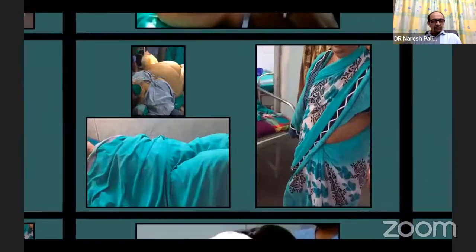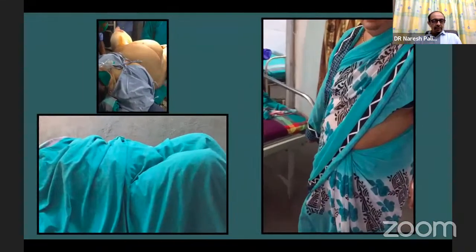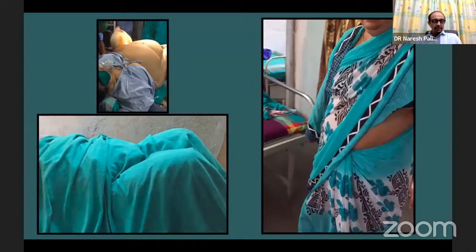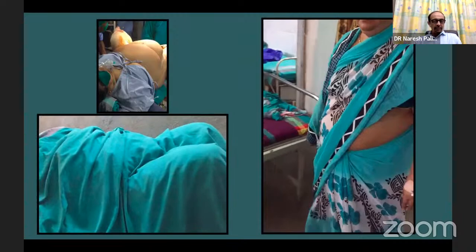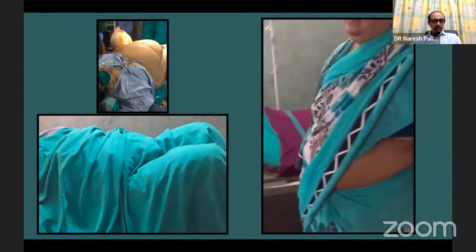This was a morbidly obese patient, 132 kg, for hysteroscopic removal of a polyp. Spinal was given in sitting position at T12 L1 level. The procedure was said to be going around 60 to 70 minutes, so spinal was preferred. This is the same lady during the procedure. She is shifted to recovery after 1.5 hours, and this is after 3.5 hours. She was completely mobilized.